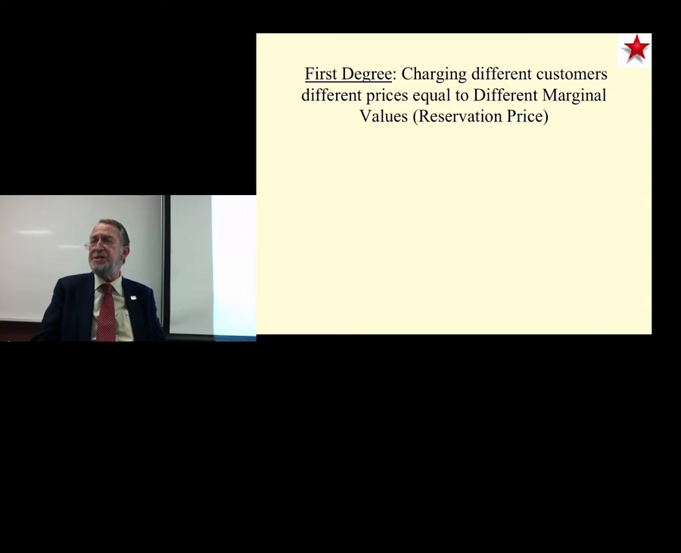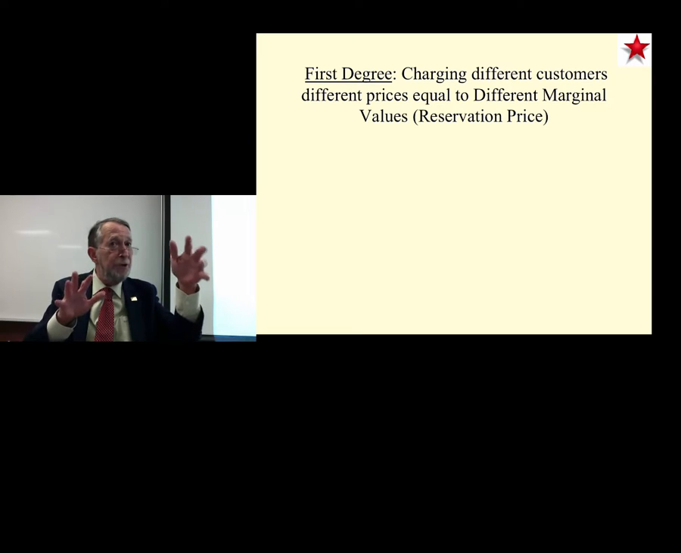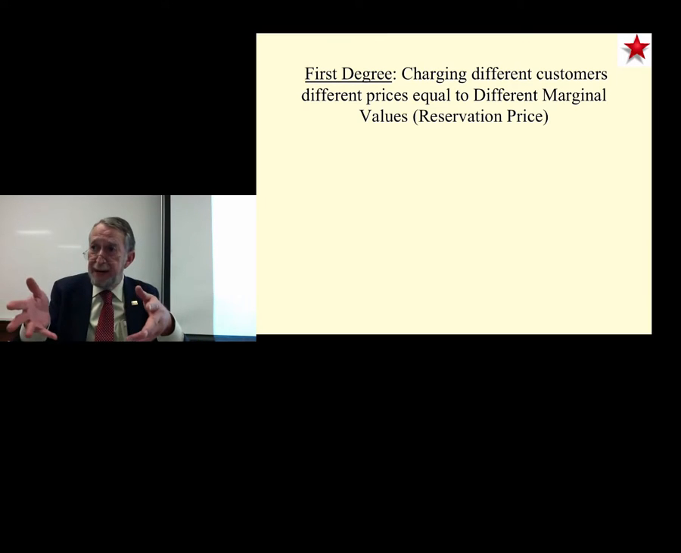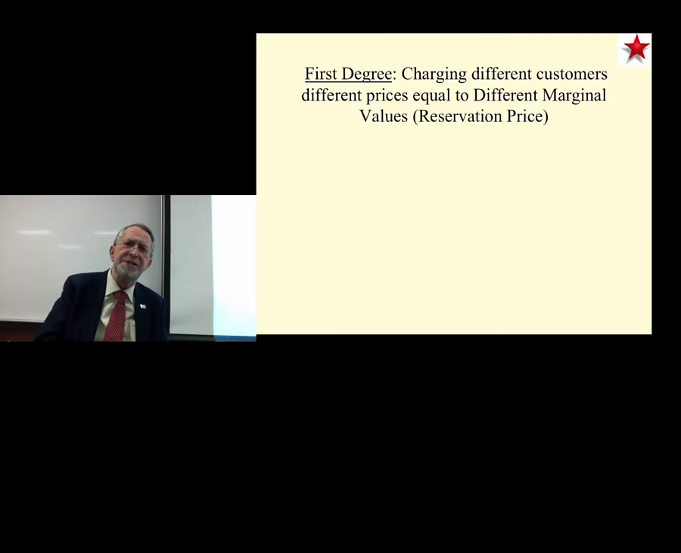So there are three different types of price discrimination. We'll call them first, second, and third degree. First degree is a pricing policy where I try to estimate the marginal value of each buyer, and then I try to charge a price that's just equal to that person's marginal value. So different prices to different individuals based on my estimation of how much they're willing to spend, what is their marginal value, sometimes called their reservation price. And there are different market structures that lead to this kind of outcome.